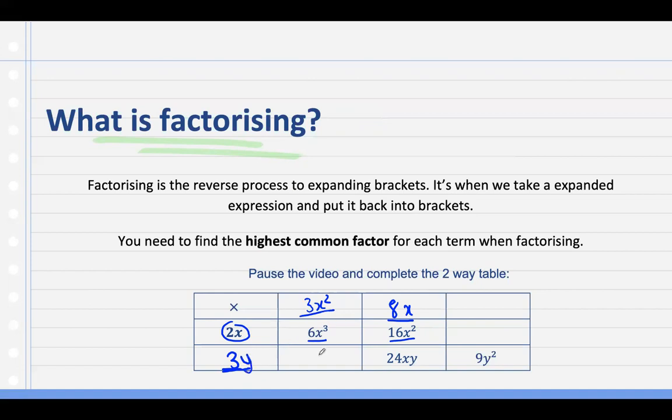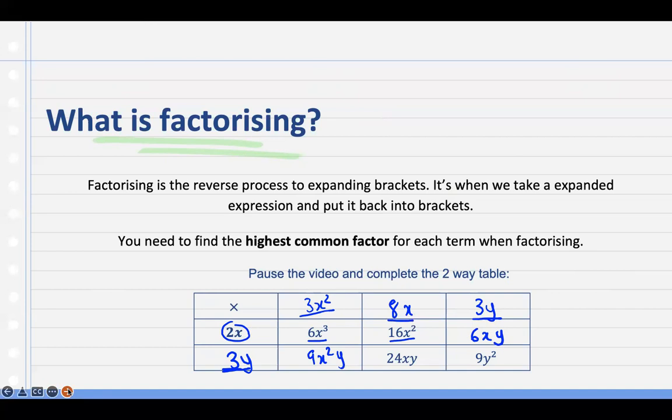And then we can complete the rest of it. So here we're going to have 9x squared y. And then here it's going to be what number do you times by 3y to make 9y squared, which is just also 3y. And then 3y times 2x, what does that give us? Well, that gives us 6xy. And so that is our two-way table completed.